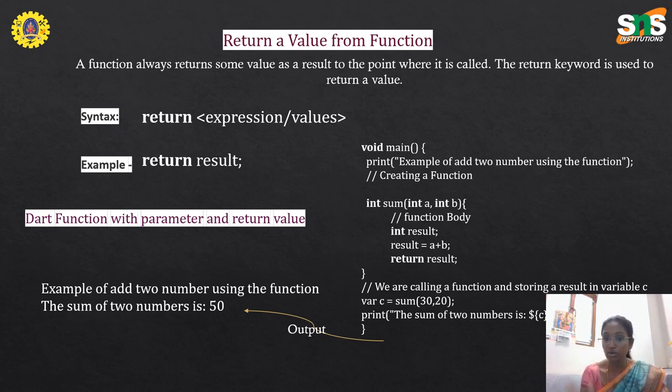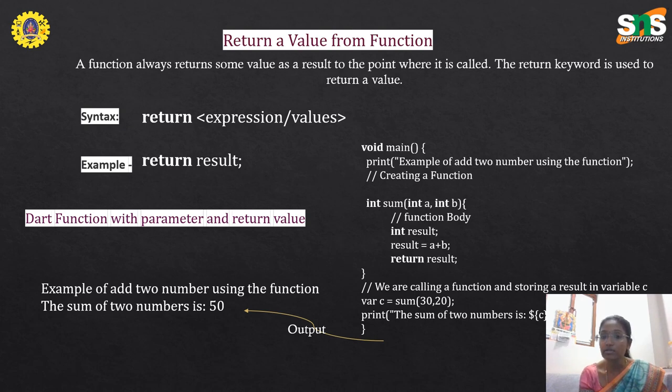I am passing two parameters and I will return my result. First I'm creating a function, and second I'm creating the function body. Result equals a plus b. Return is a variable name equal to adding the two parameters, a plus b. I will return the result of the addition.